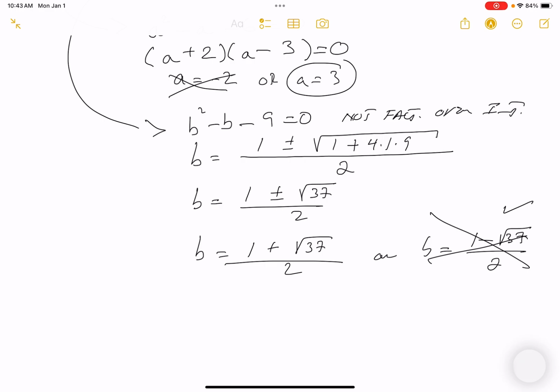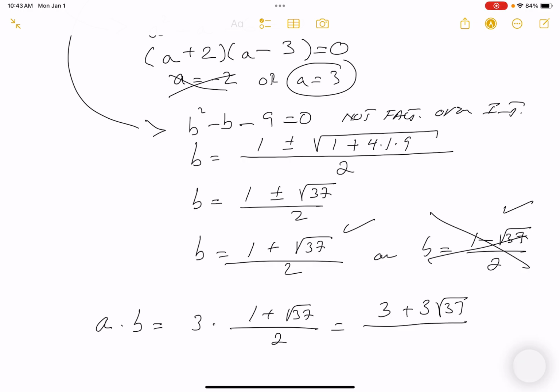So what are they asking for? I guess they're asking for the product. Let me go back and look at the question again, because I'm working from memory, and I can't remember good. Oh, they want to find A times B. That's all they're asking me to do now. So A times B. What's A? We already determined A was 3. What's B? It's this number right over here, which is 1 plus root 37 over 2. Let me just multiply that out. You get 3 plus 3 root 37 over 2, and we are now done.